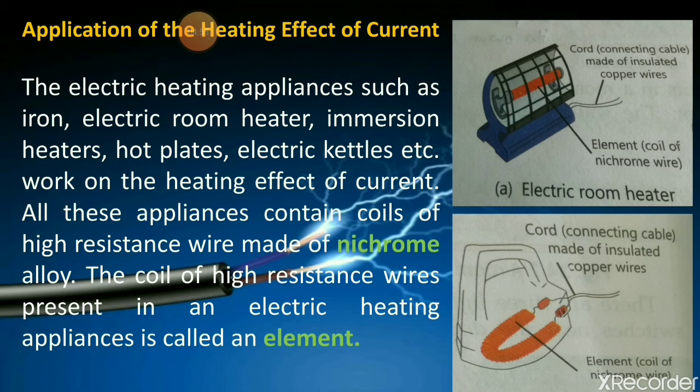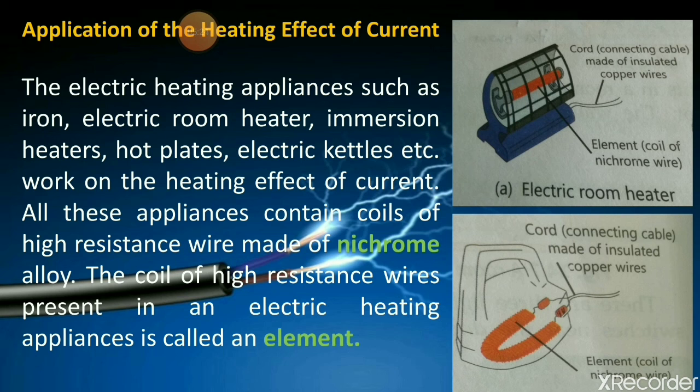So these types of devices or appliances use the heating effect of electric current. How do they use it, meaning how can they produce the heating effect? These appliances contain a coil of nichrome. They contain a coil of high resistance wire which is made up of nichrome.